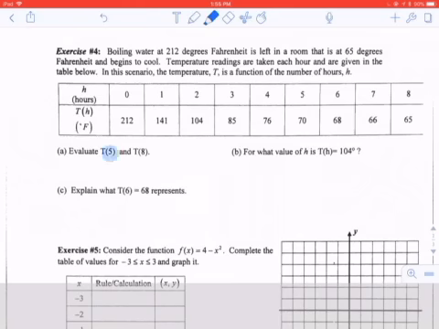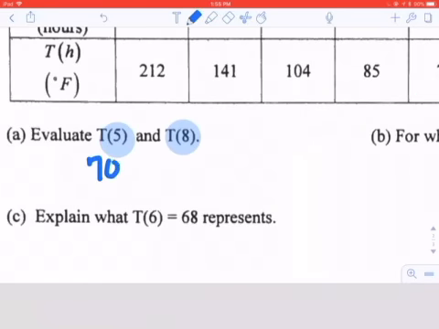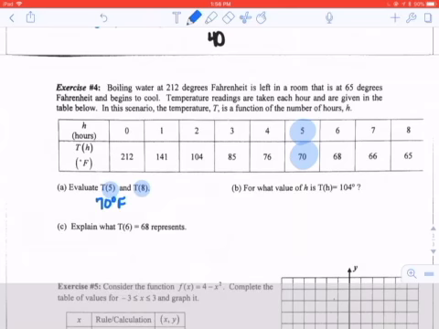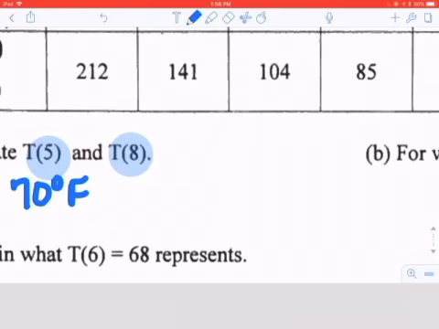So we're giving the H, the X value, if you will, the time. What is the temperature? That's what they want to know. What is the temperature when the time is 5 hours? And the temperature at T of 5 is 70 degrees Fahrenheit. And at 8 hours, T of 8, the temperature is 65 degrees.